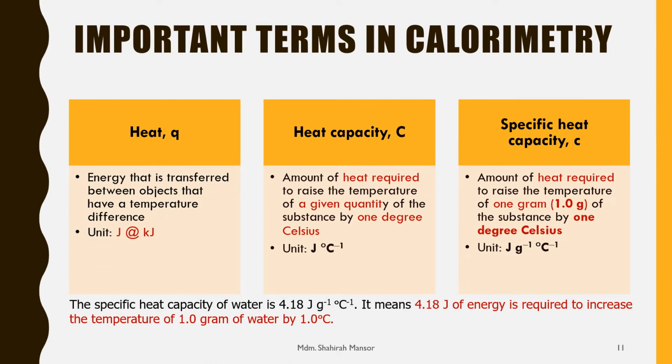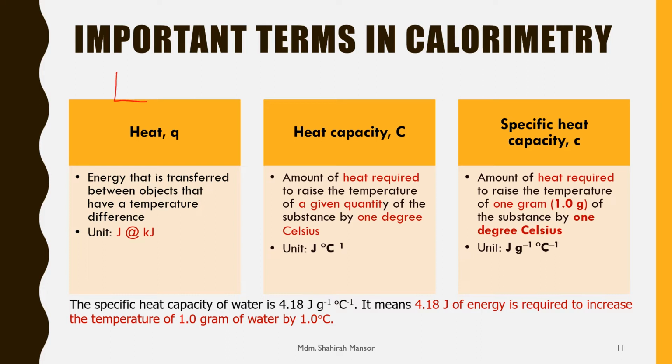These are the important terms in calorimetry. We have heat, the symbol is Q. Heat capacity, the symbol is capital C. And specific heat capacity with the symbol small c. What is heat or Q? So heat is the energy that is transferred between objects that have a temperature difference.